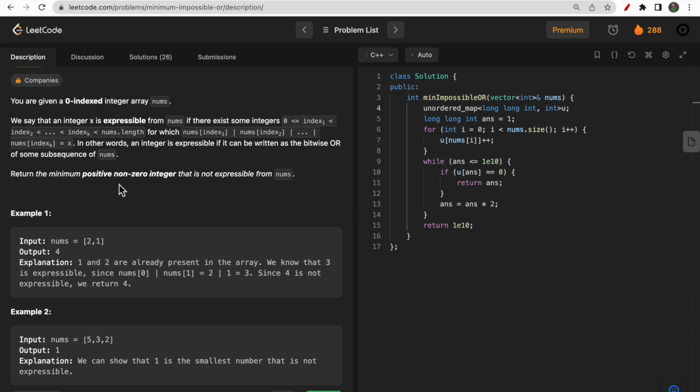And we need to return the positive non-zero integer that is not expressible from nums. That means the smallest positive integer that cannot be formed by taking the bitwise OR of the elements of nums.